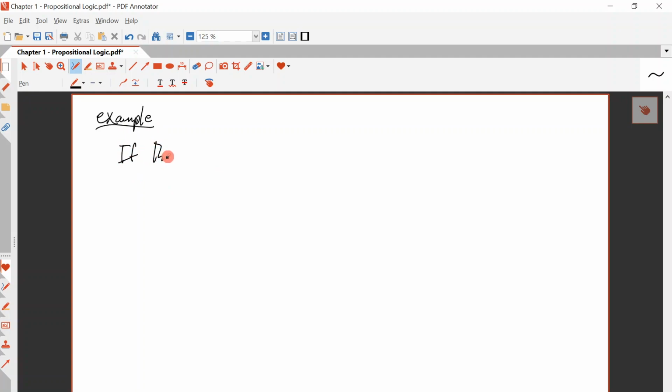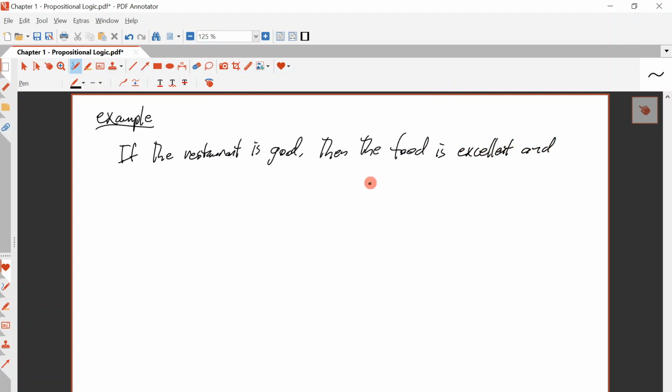If the restaurant is good, then the food is excellent and the service is great. Right? When you say a restaurant is good, it means the food is excellent and the service is great, both.